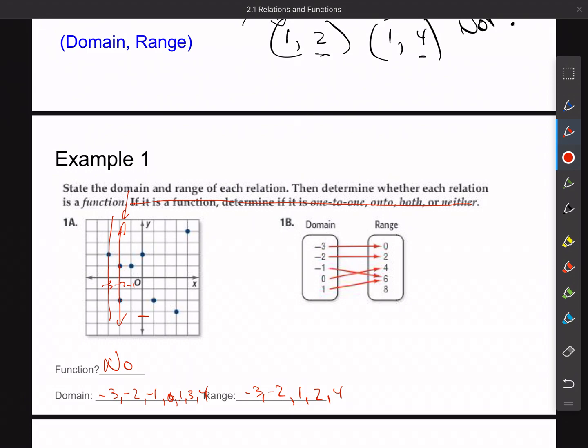For 1b, they want you to state the domain and the range of this thing and determine whether this is a function. If you're going to state the domain and range, it's kind of silly that we would state it again here. This is the domain, this is the range, right?